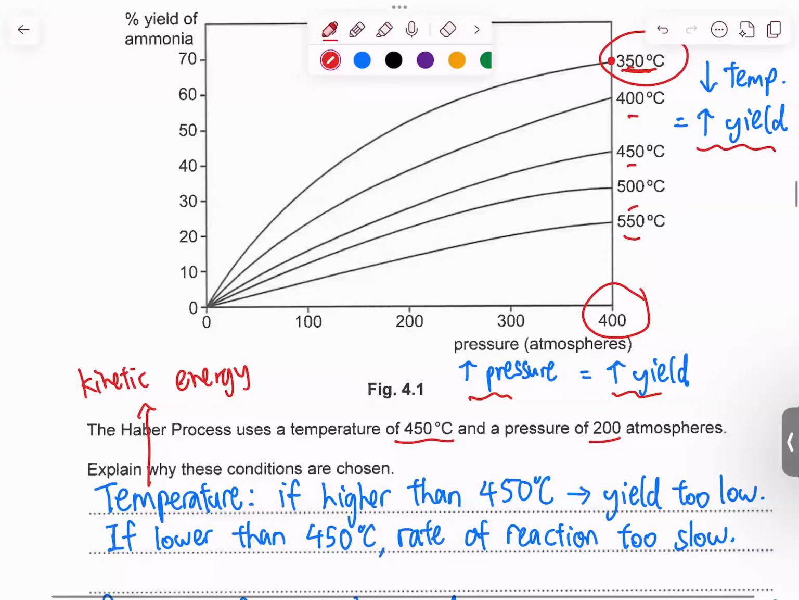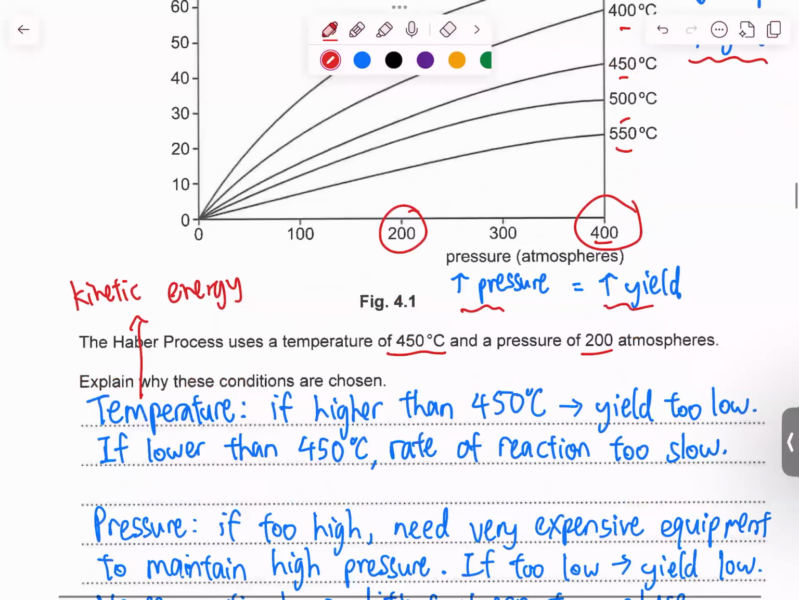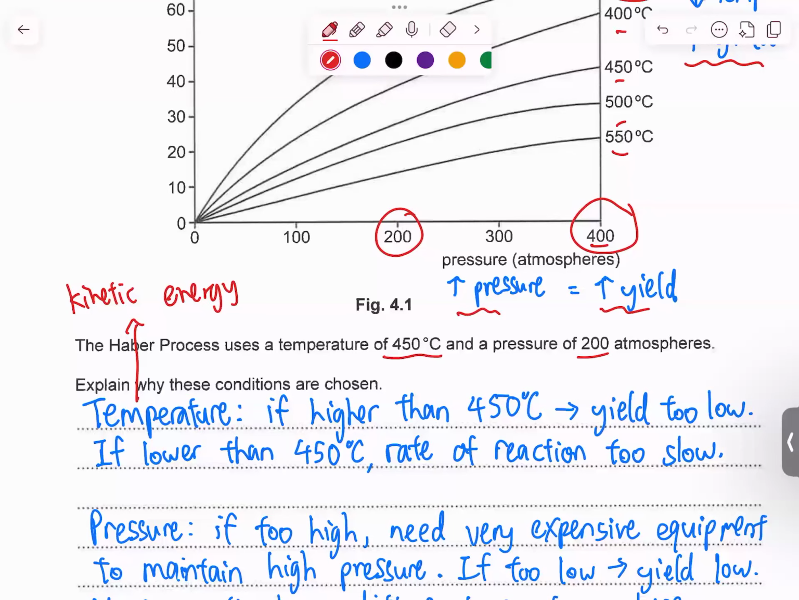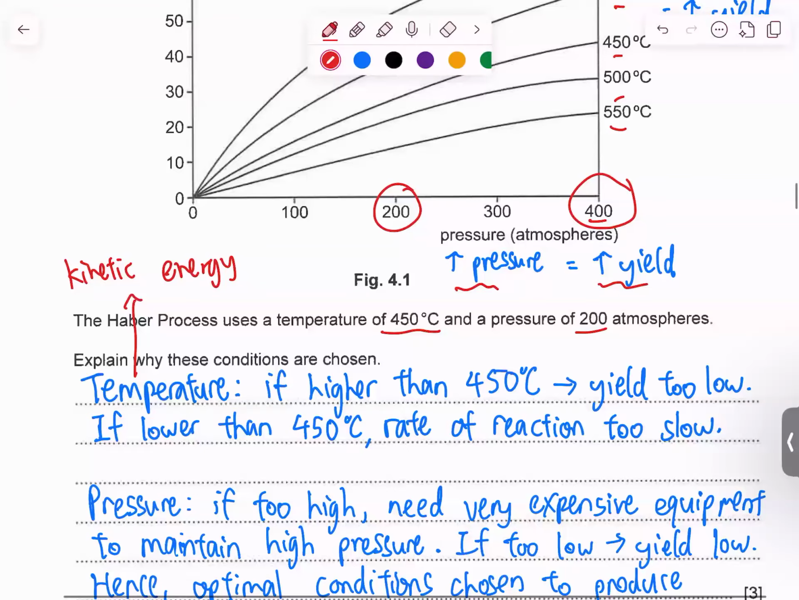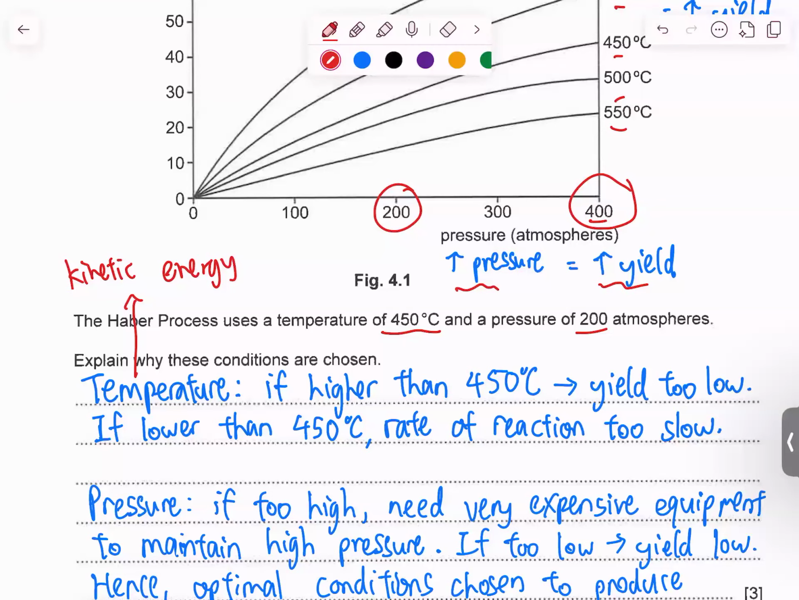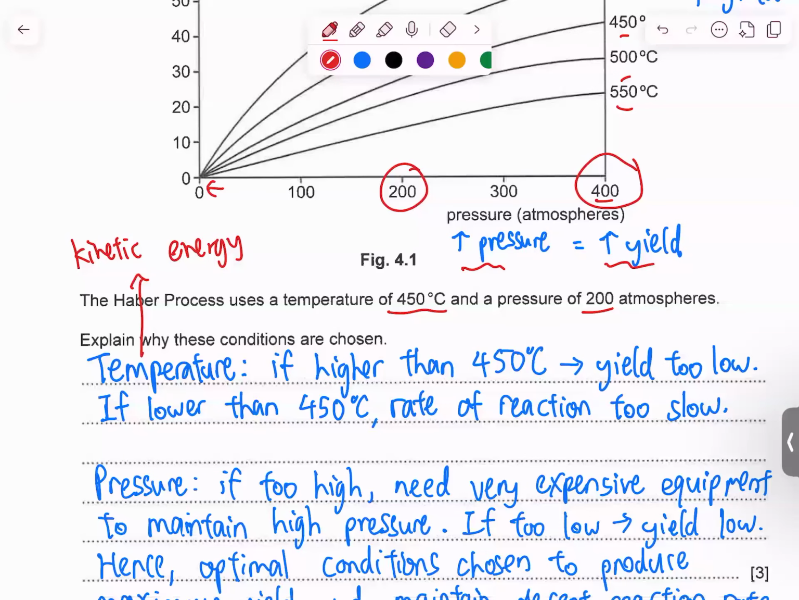What about pressure? Why don't I use 400? Why choose 200? If the pressure is too high, there needs to be very expensive equipment to maintain the high pressure, and it can also be quite dangerous at very high pressures as there's a greater risk of explosions. If the pressure is too low, we can already see from the graph that the yield of ammonia will be very low.